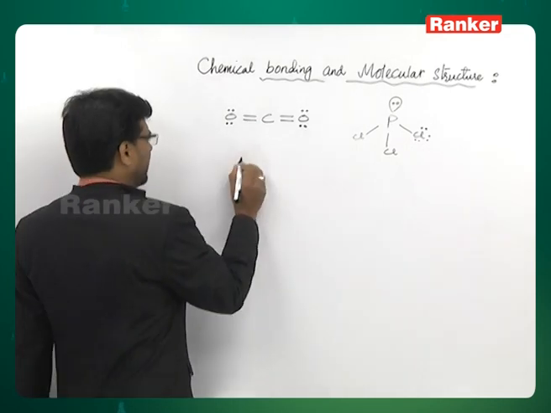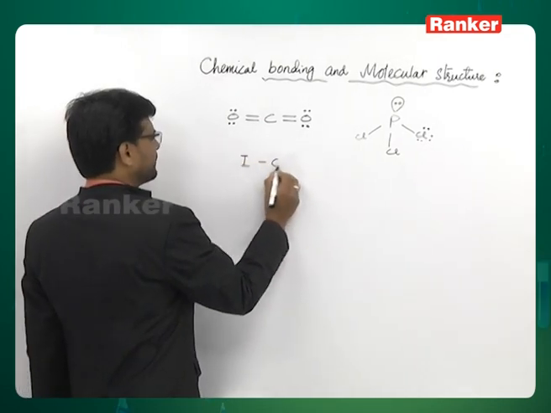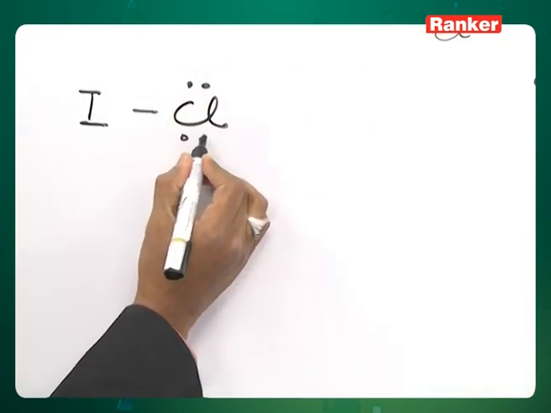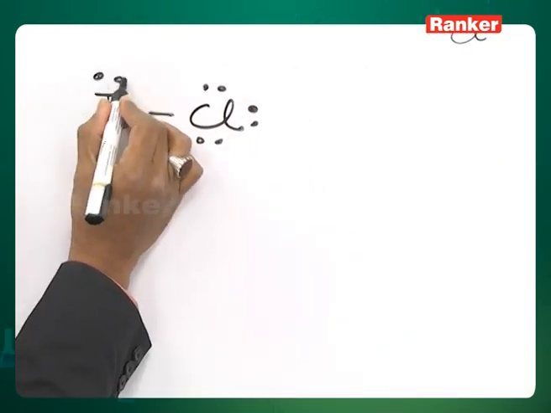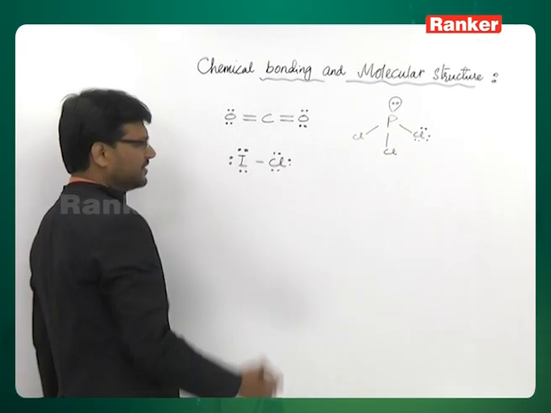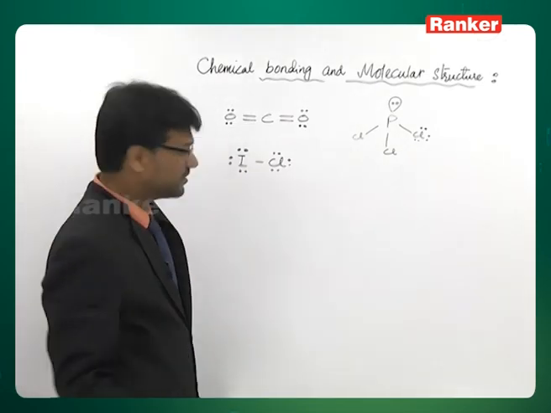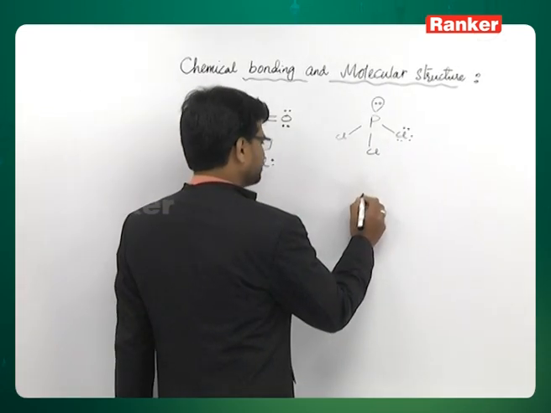Look at this option, ICl. There is 1 bond pair. On each atom you have 1 bond pair and 3 lone pairs. So, even this is not a violation of octet rule. Now, let us look at ClF3.